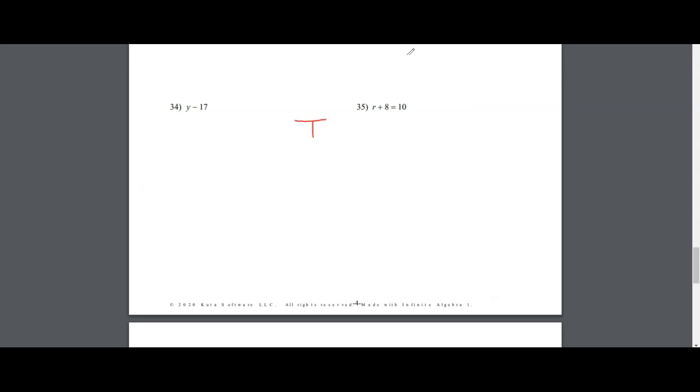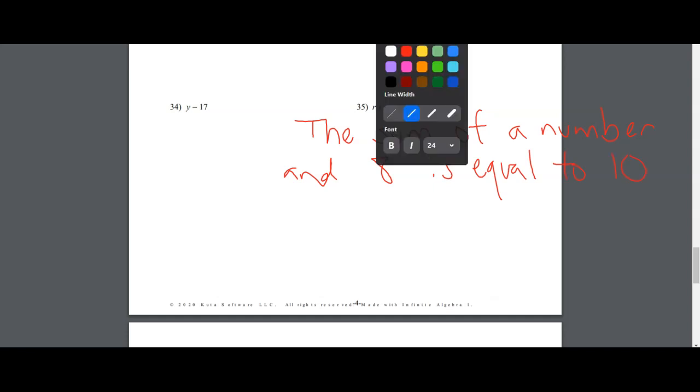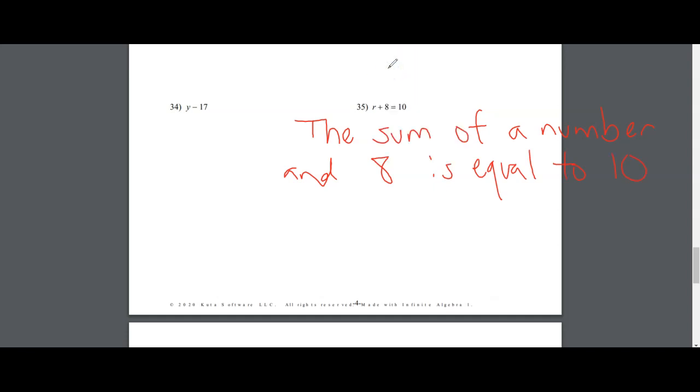So I'm going to use the sum of a number and 8 is equal to 10. And I'd encourage you to try another way, right? So I'm gonna do one more. I'm gonna say 8 more than r, so I'm going to give you that variable. 8 more than r is 10.